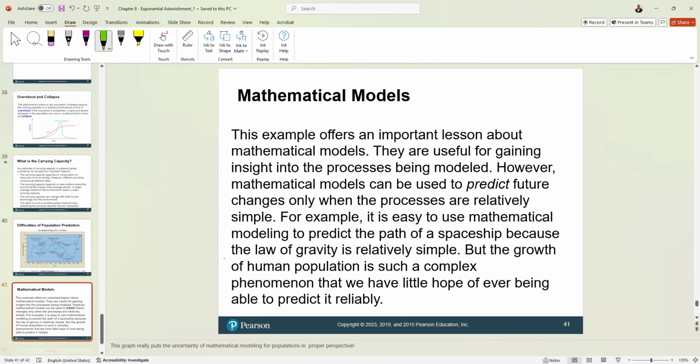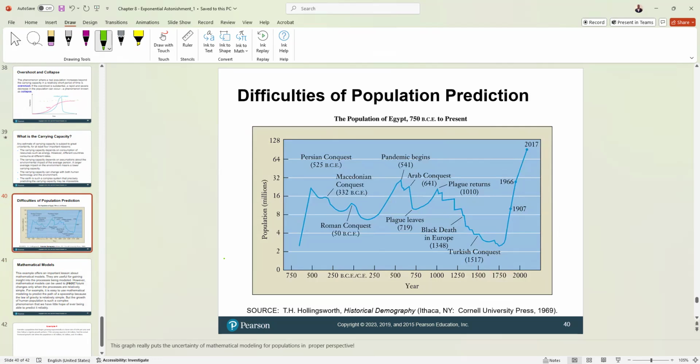So, what we're planning on doing here, you can see the difficulties of population predictions. In many cases, it's very difficult to predict. The history of attempts to guess the carrying capacity of Earth is full of incorrect predictions. Among the most famous was that made by English economist Thomas Malthus, right? I believe he was the one doing this.